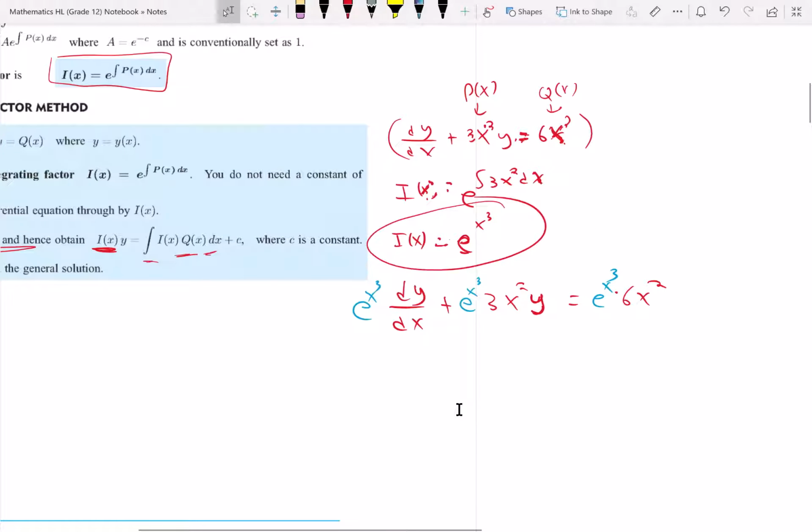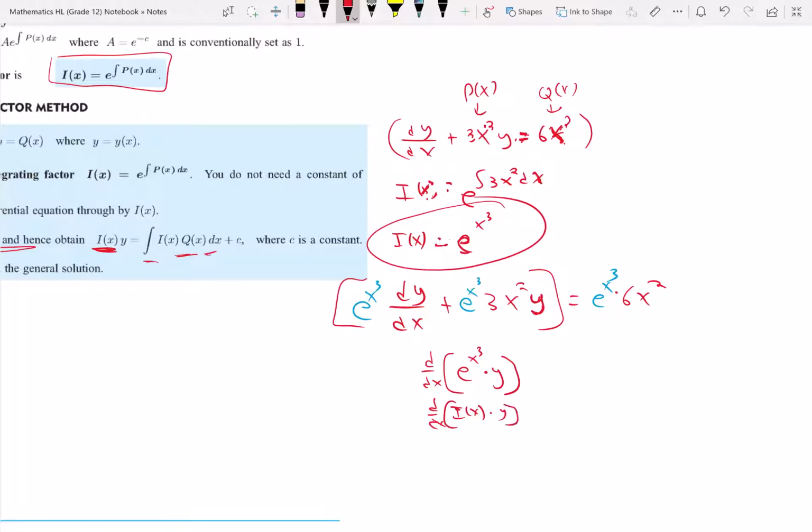Okay, and then since we didn't go through the proof, you want to look at this, and what I want you to notice is how this whole left-hand side is basically the derivative with respect to x of e to the x to the third times y. And this will always happen. It will always be your integrating factor times y. It'll always be the derivative of your integrating factor times y. But notice how it is.